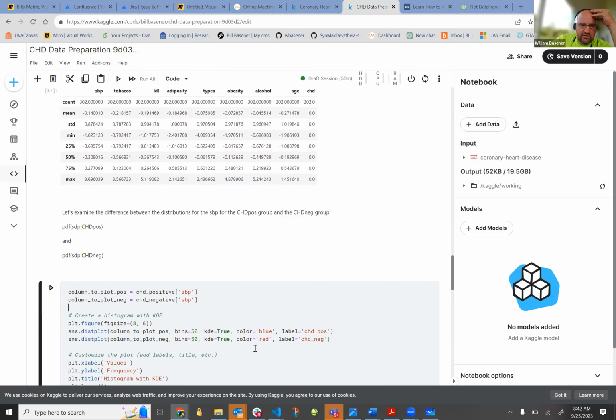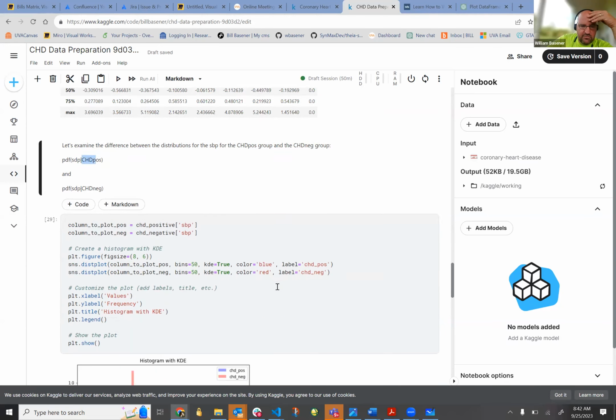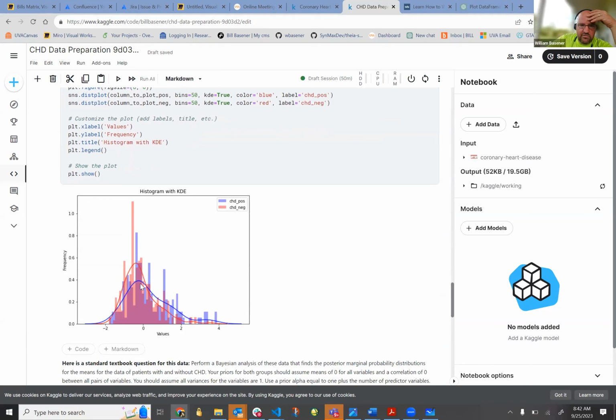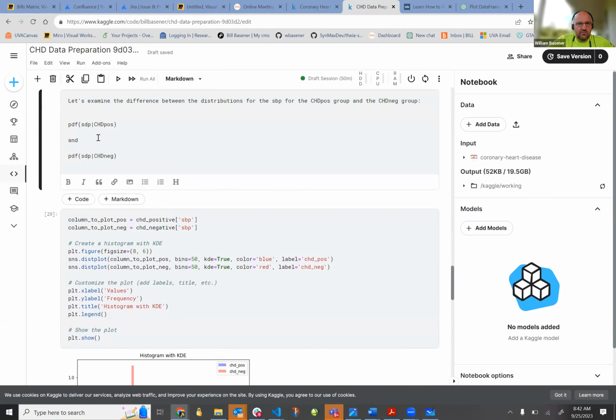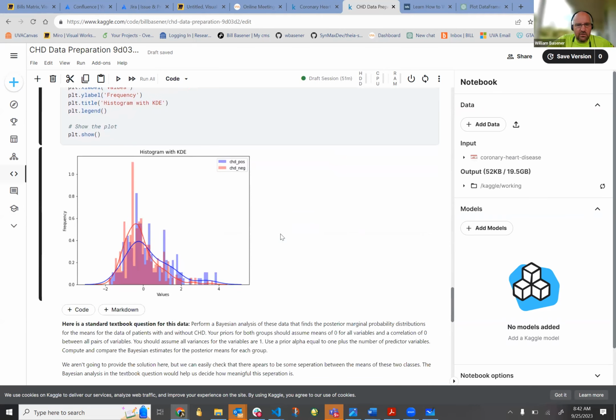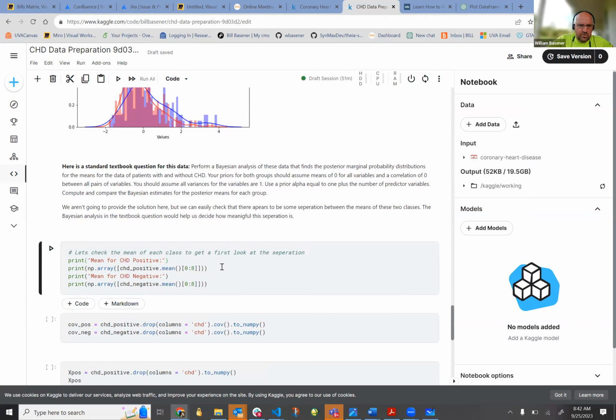I really don't need to do it in LaTeX. That's fair enough. I want the probability density function for SDP given the coronary heart disease positive. So that's really what these two are, the PDFs for the parameter value given these two categories. Okay. Sorry for the little excursion there.